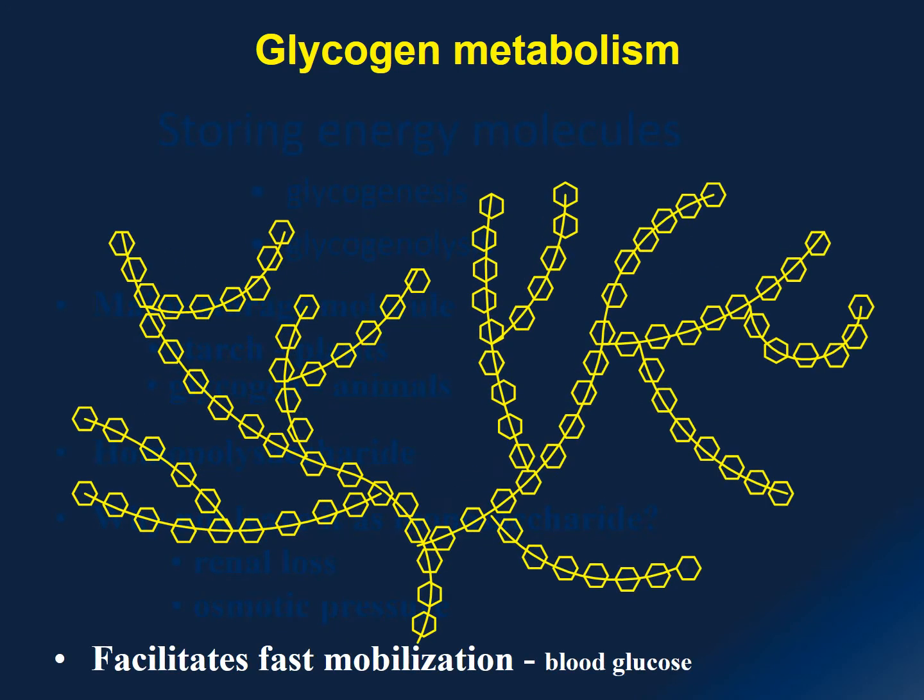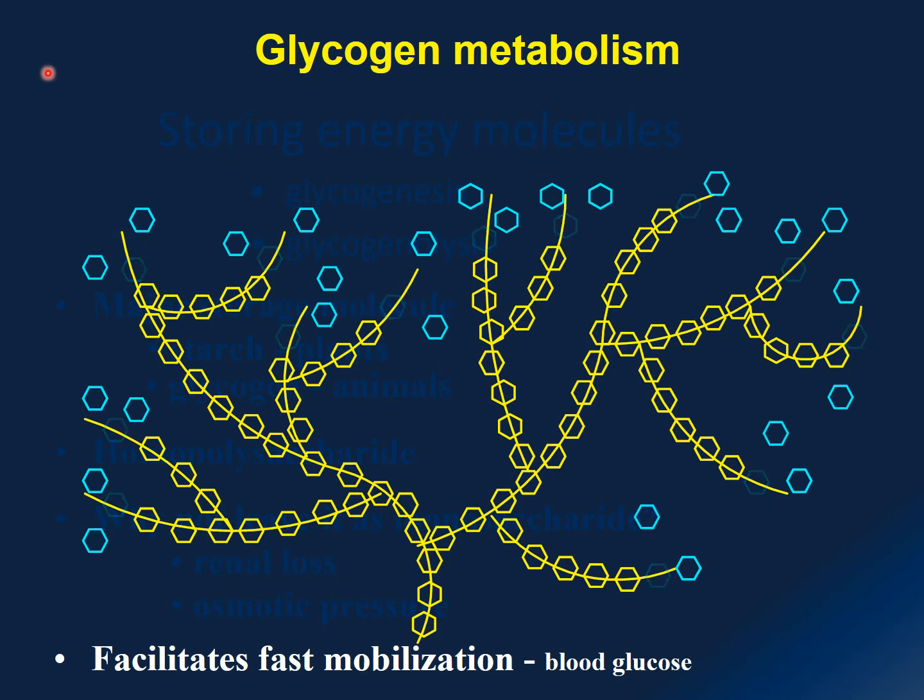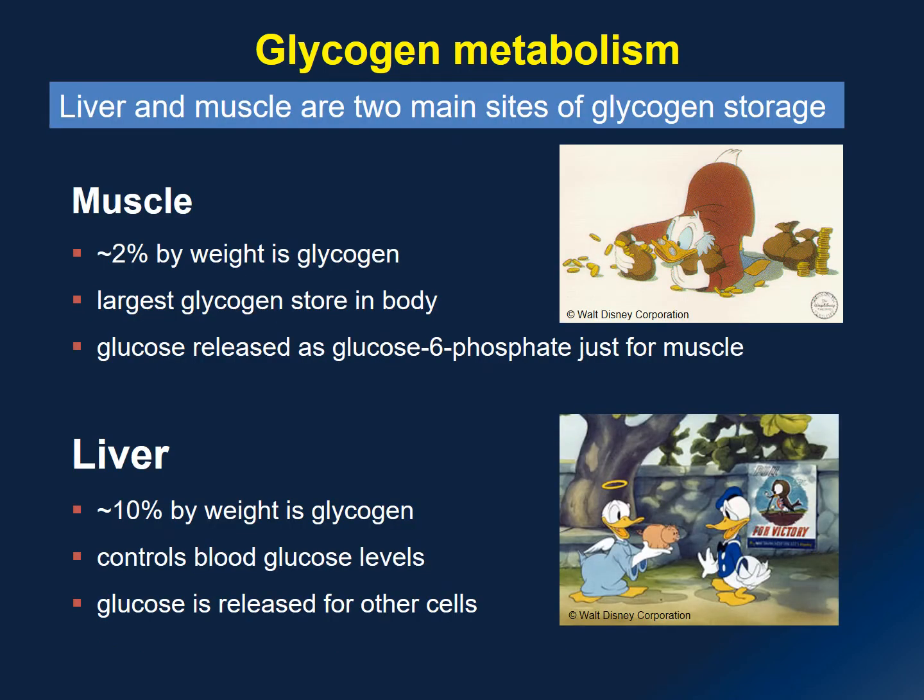And in case of emergency, we can quickly release those sugars out again. But if you only have one chain of long polymer, you can only release a limited number of sugars. But with glycogen, because it is highly branched, many sugar molecules can be released at the same time. I have mentioned before that both the liver and our muscle are the main sites of glycogen storage, but they do use glycogen in a slightly different way.